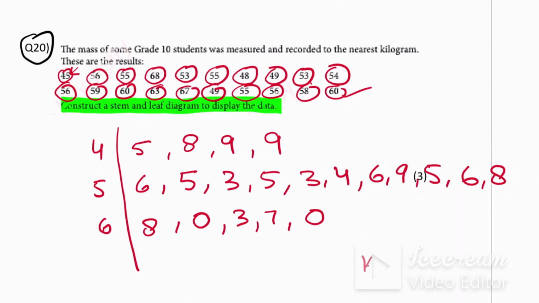Don't forget to write the key. What is this key? This key represents any of the numbers. You will write 4, line and 5. What does this represent? This will represent 45. It is necessary to write this so that whoever looks at this key will understand what you are doing and what this value represents. So if you see this part, 4 line 5, it means 45.